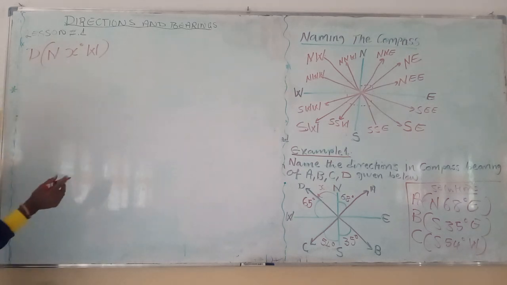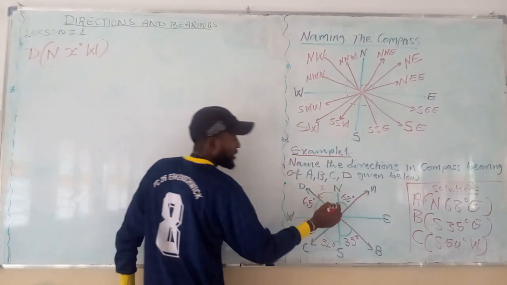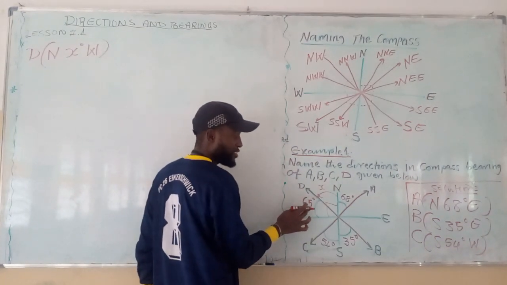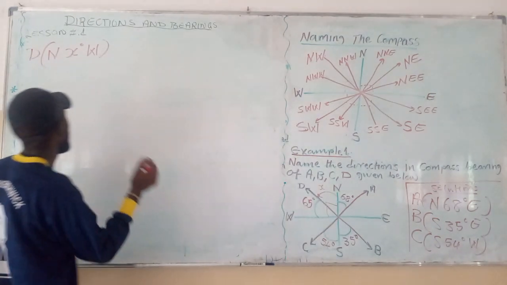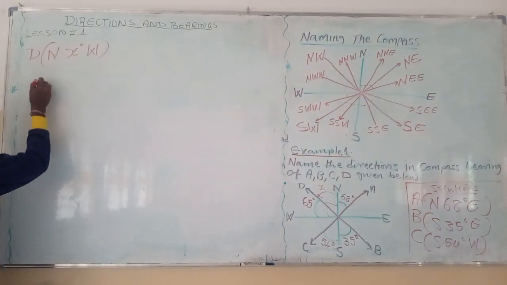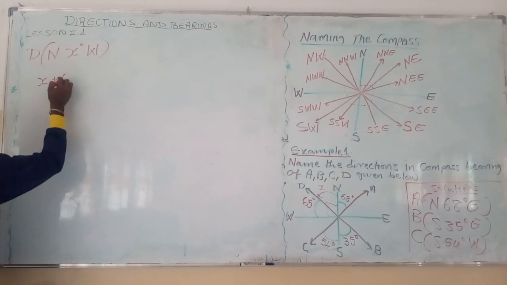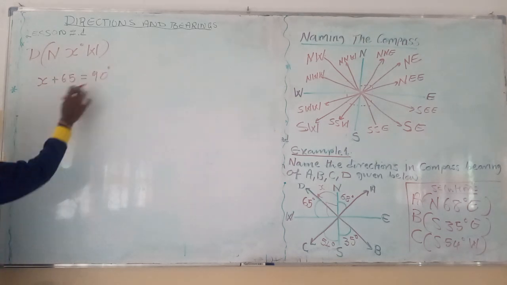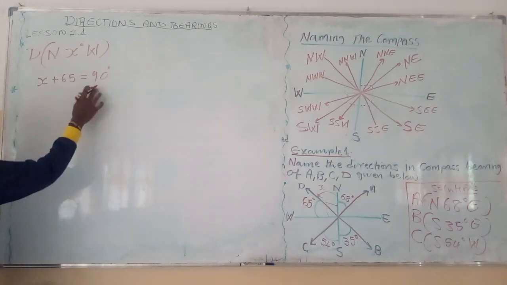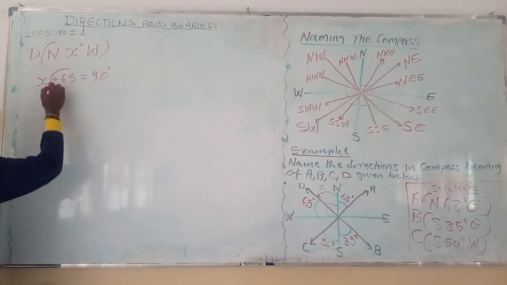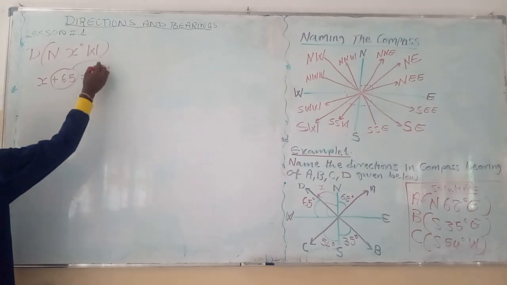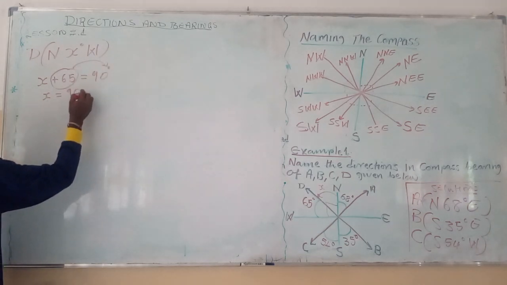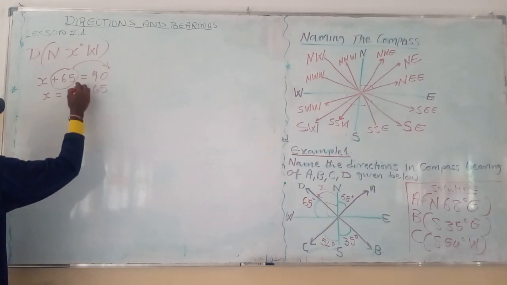So how do we do it? We know that the whole of this angle adds up to 90 degrees. Now they have told us that this one is 65, so we need to find X. When I add X plus 65, I should get 90 degrees. So for me to find X, I collect the like terms. You take it to the other side, it crosses the equal sign. X is equal to 90 minus 65 degrees.